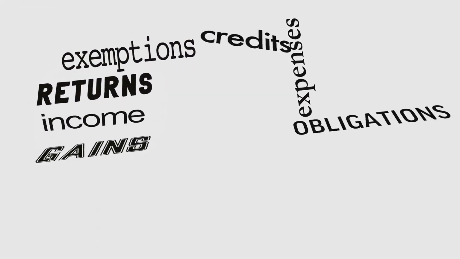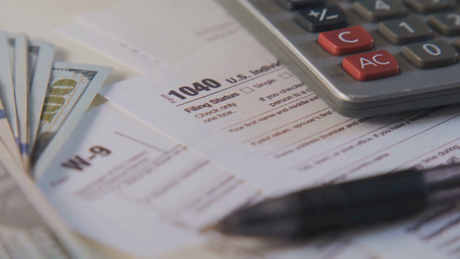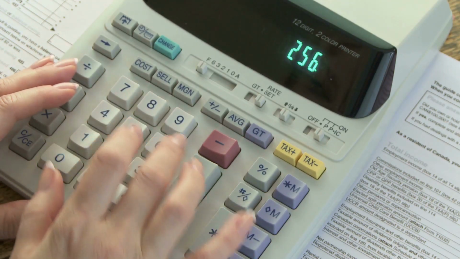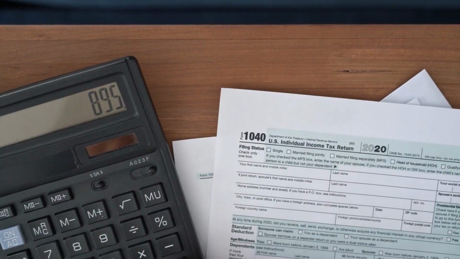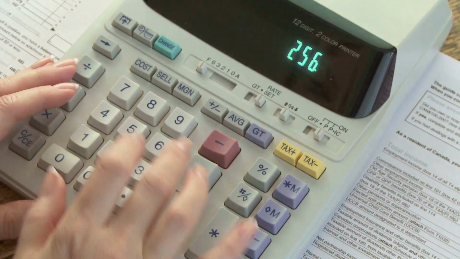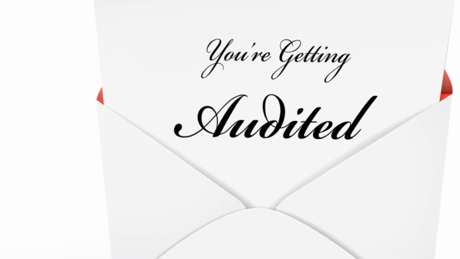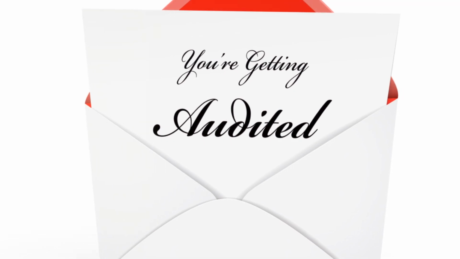Next, missed deductions and credits. Many people overlook valuable deductions and credits that they qualify for. Do your research or consult a tax professional to ensure you're not leaving money on the table. Another common mistake is math errors. Whether you're filing by hand or electronically, double-check your calculations. Simple math mistakes can lead to incorrect refund amounts or even trigger an audit.